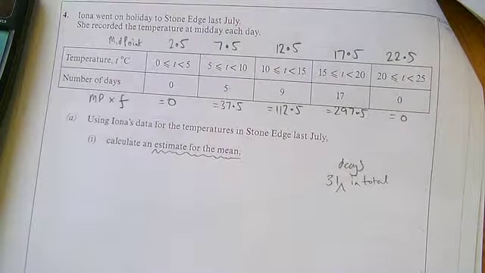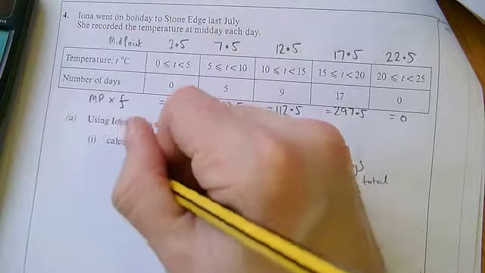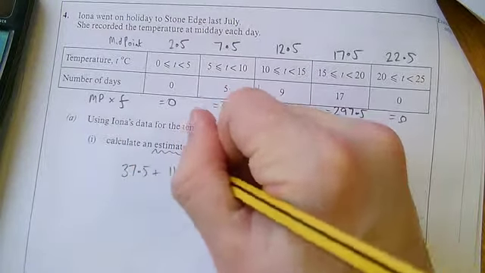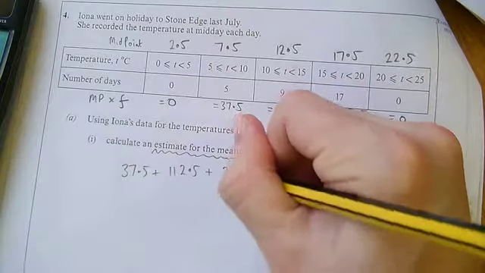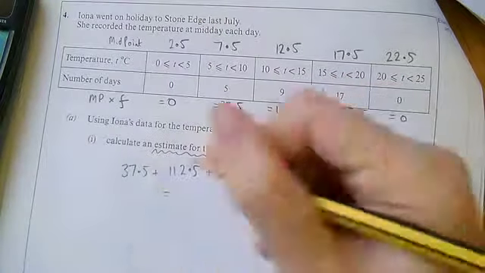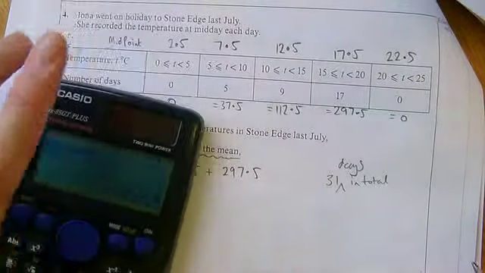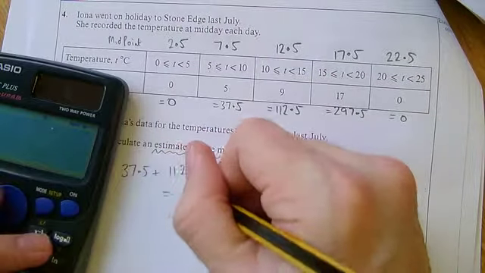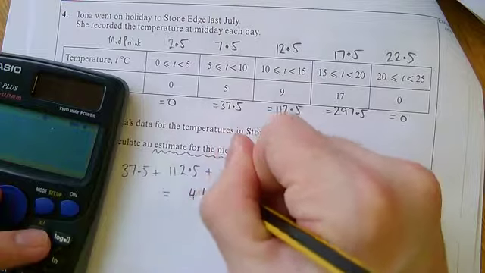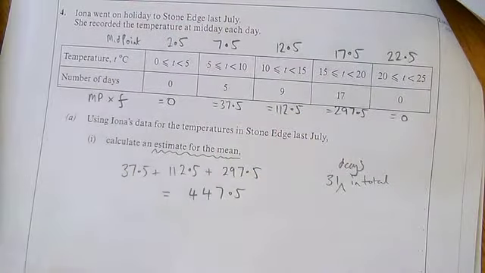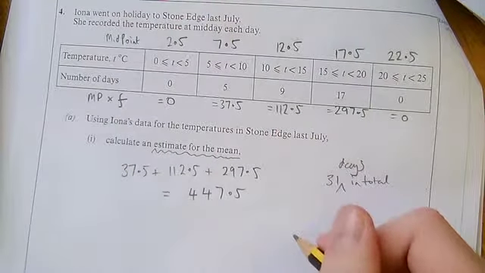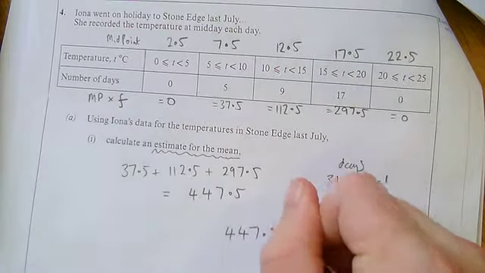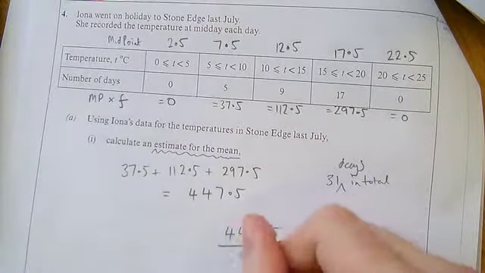In terms of what the temperature was, I need to do 37.5, add 112.5, add 297.5. So if I just do that over here. 447. Oh, top man, was it 447.5? So to work out the mean, it's always what they added together divided by the total. So that's 447.5 divided by 31.